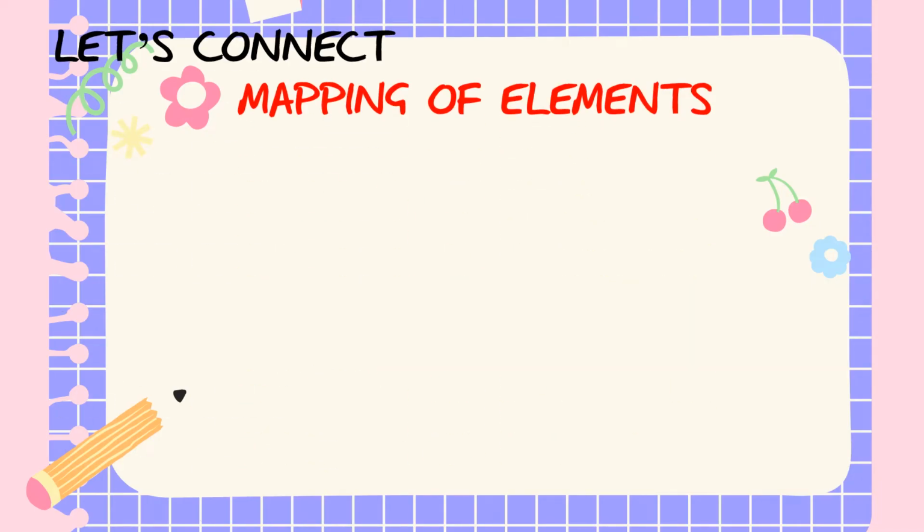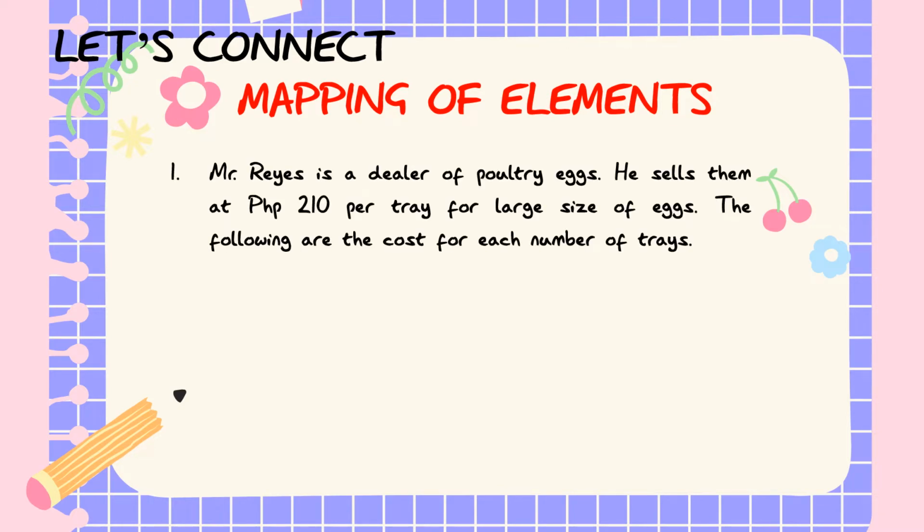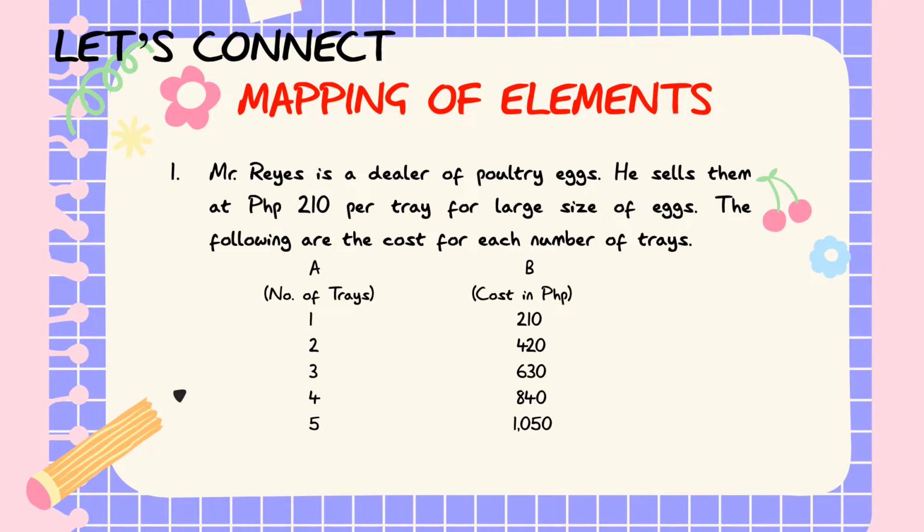Now let's have some connections. Let's learn about mapping of elements. Let's read the first scenario. Mr. Reyes is the dealer of poultry eggs. He sells them at 210 pesos per tray for a large size of eggs. The following are the costs for each number of trays. We have set A for the number of trays and set B for the cost in pesos.